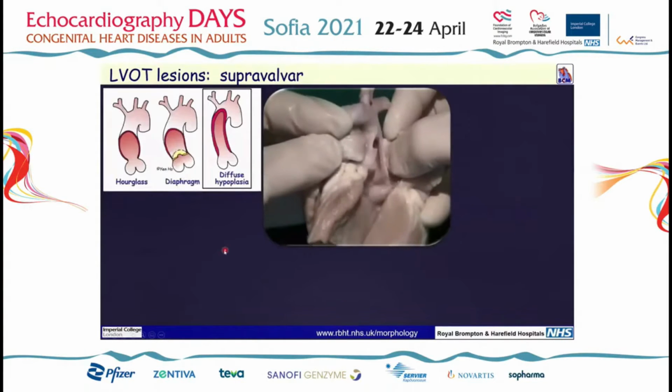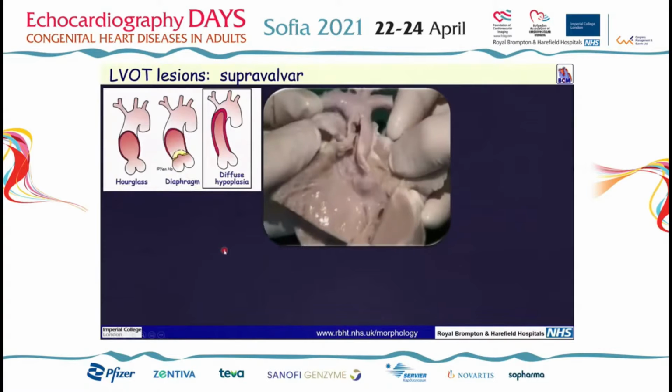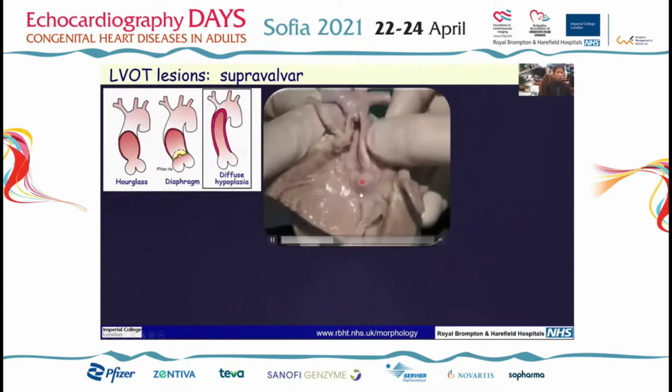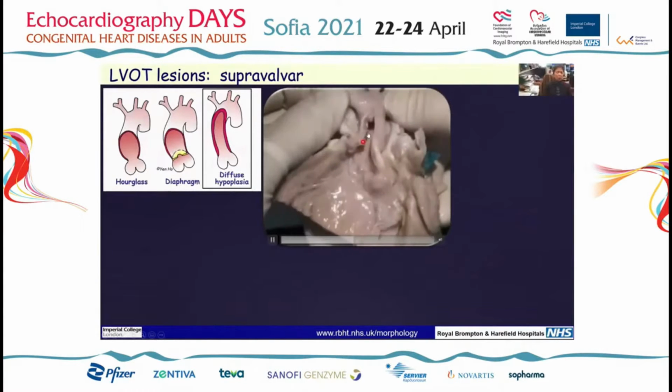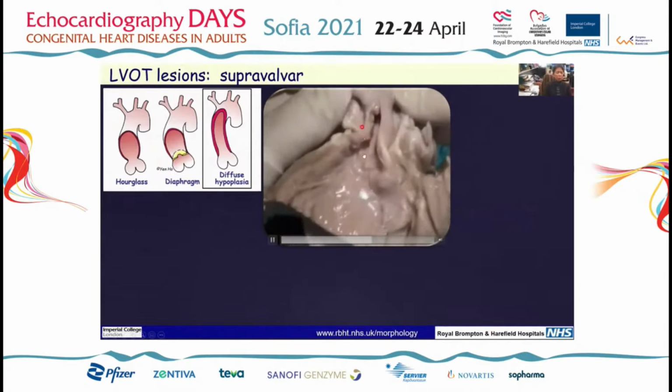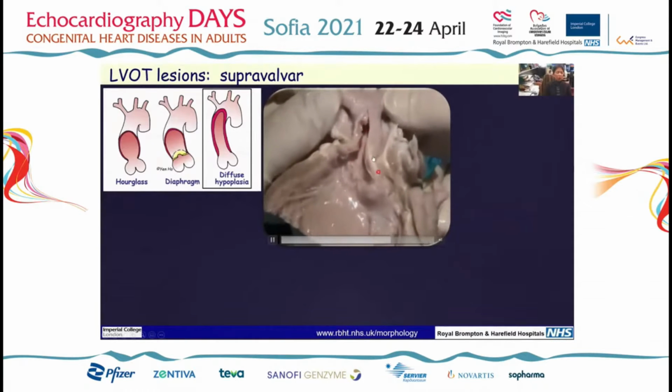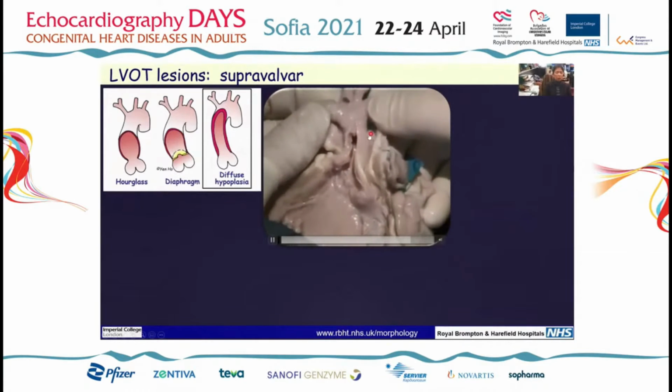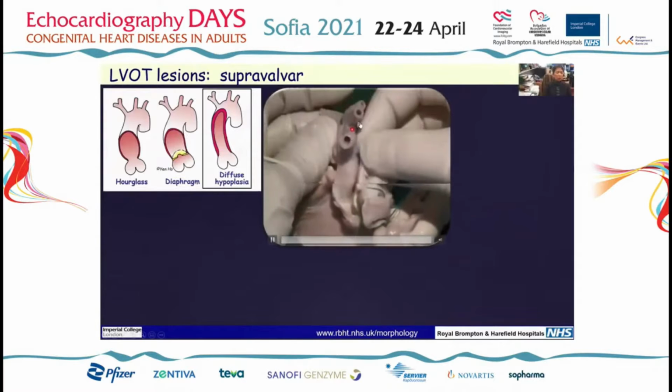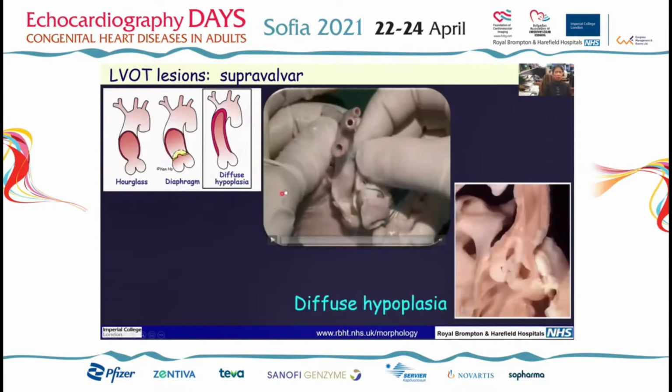And this is a case with diffuse hyperplasia. So we can see the leaflets also run in deep pockets, but we see the aortic wall is very, very much thickened, almost like macaroni, a kind of pasta. See here, very, very much thickened. So, diffuse hyperplasia of the aortic wall.